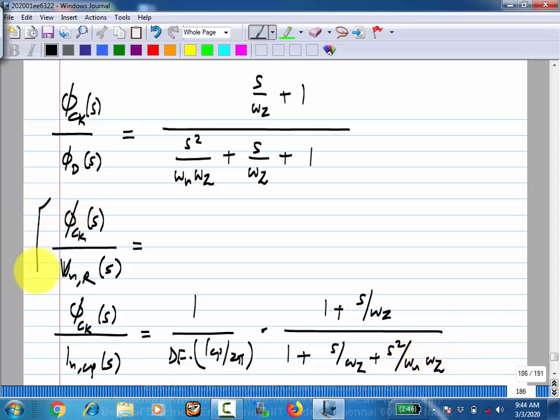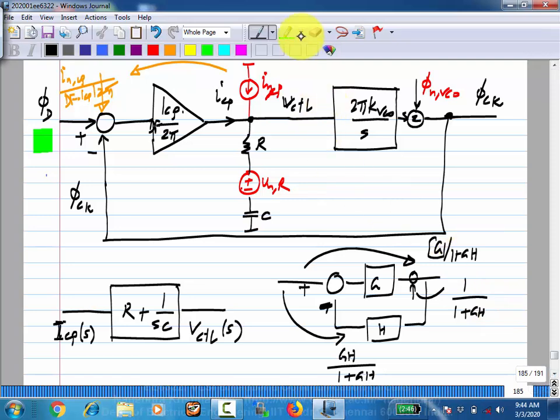And what about this one? First of all, adding V n R here is the same as you take ICP times this impedance and you add V n R to that. It's like adding it there. Which is also the same as adding it here with what? So it's basically like adding 2 pi kVCO times V n R by S. Yeah, correct, by S. So it will be phi ck by phi n VCO times this factor.